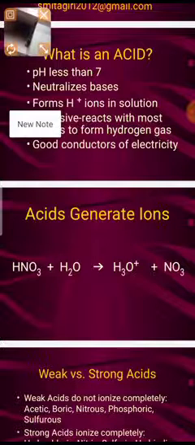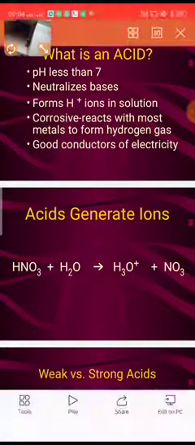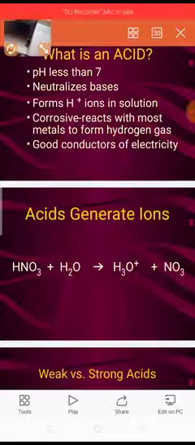See one very simple example. Liquid water reacts with hydrochloric acid in a gaseous state, and there is the formation of H3O+ in aqueous condition and Cl- in aqueous condition. It means HCl plus H2O gives H3O+ plus Cl-.